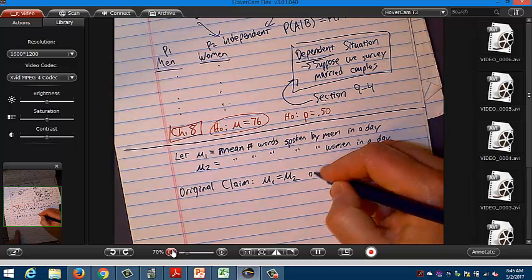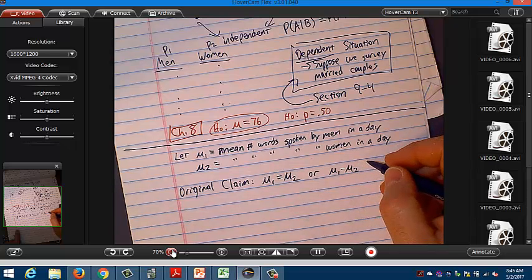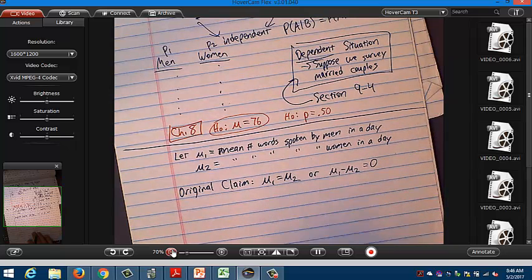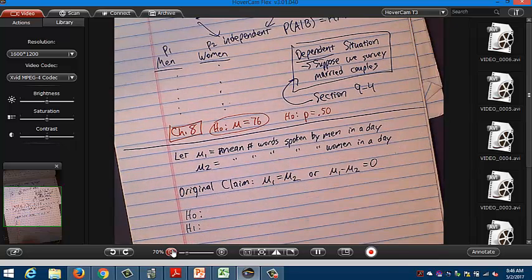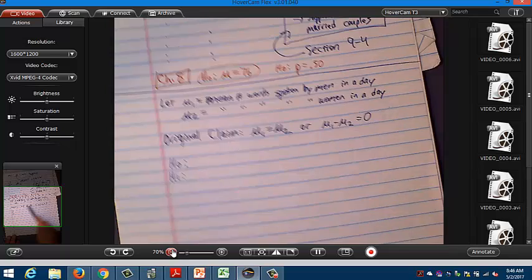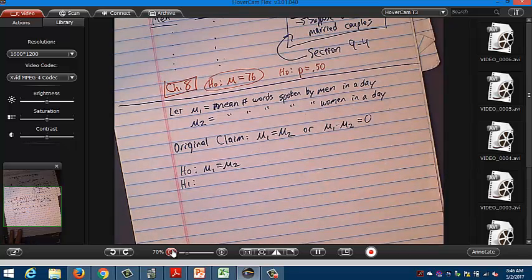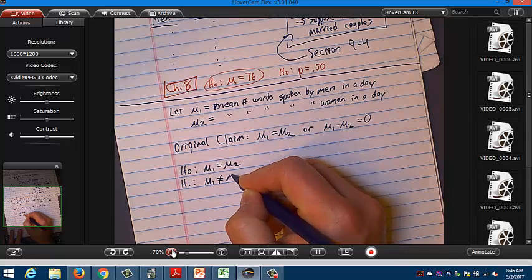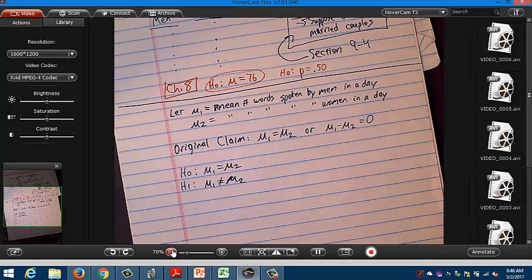Or, what's another way to write it? mu1 minus mu2, you could say, equals 0. Either way is okay for me. All right? But then what happens is you're going to have an H0 and an H1. Where's my claim going to go here? Definitely H0. That's equality. mu1 equals mu2. What kind of test are we going to get, guys? Two-tailed, because the alternative is going to be mu1 does not equal mu2. Right? That's the question. Does there appear to be a difference in the means?